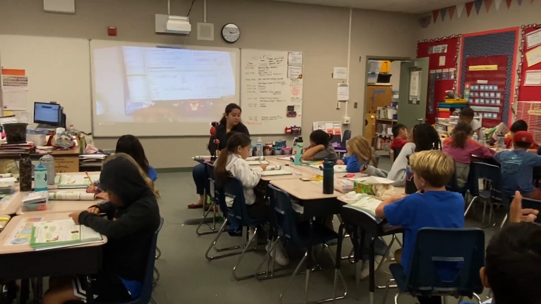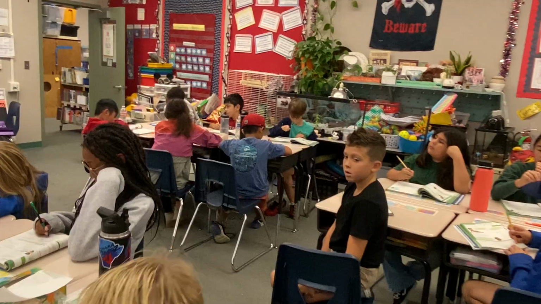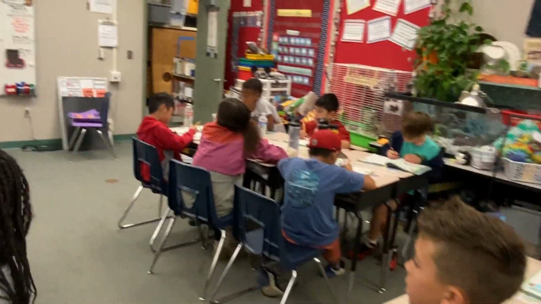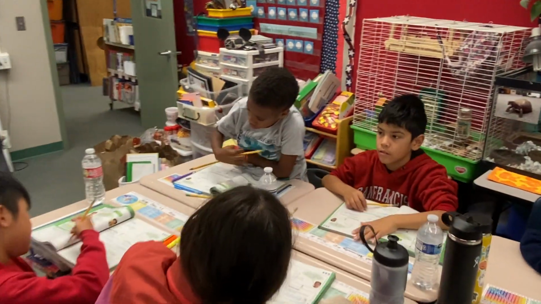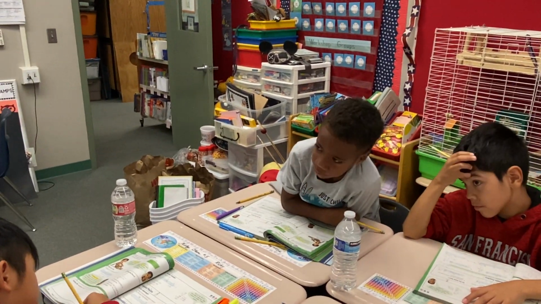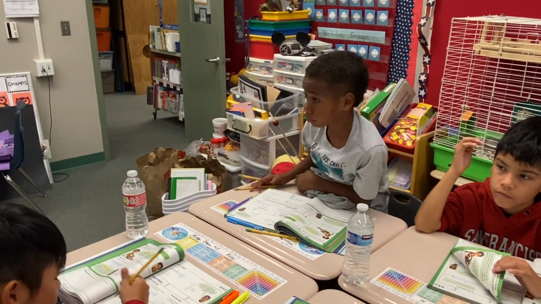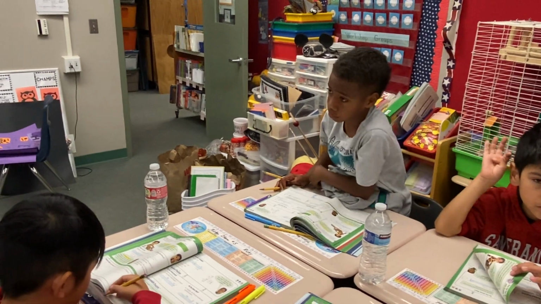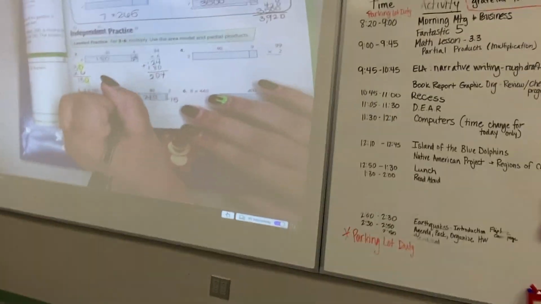3,000? Marika? Yes? Argument, I think it would be 300. You think it'd be 300, not 3,000? And what's your argument for that? Because you're multiplying up to the hundreds place. And 3 times 1 in the hundreds place is? 300. I would agree with Marika. 300, not 3,000.